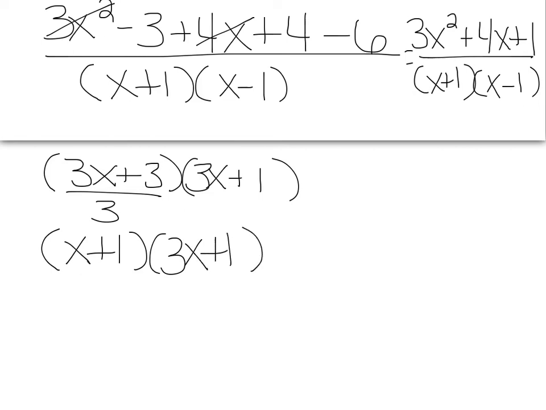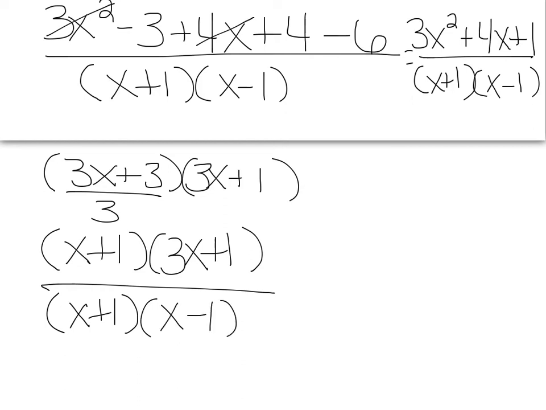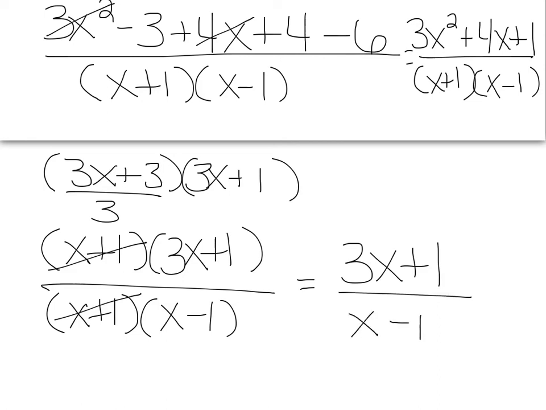So if I check that really quick, 3x squared plus 1 plus 3. Yep. So that actually does work out. So the new numerator is this x plus 1 times 3x plus 1. And then your denominator is still x plus 1 times x minus 1. Your x plus 1's cancel, so you're left with 3x plus 1 over x minus 1. And that is your final answer.